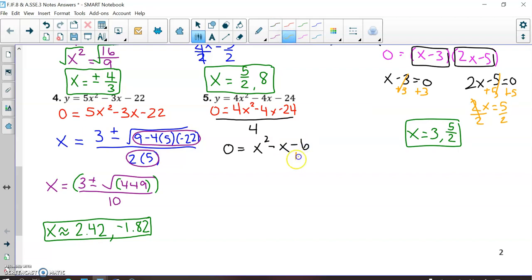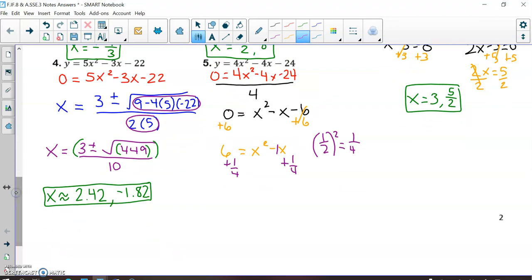Now I'm going to move my constant to the other side by adding 6 to both sides. So I get 6 is equal to x squared minus x. Now I take my b value, which is 1, I divide by 2, and I square that number. 1/2 squared is 1/4. I'm going to add 1/4 to both sides. So on my left side, I'm going to do 6 plus 1/4, but I'm going to rewrite 6 as 24 over 4, because 24 divided by 4 is 6. So I wind up with 25/4.